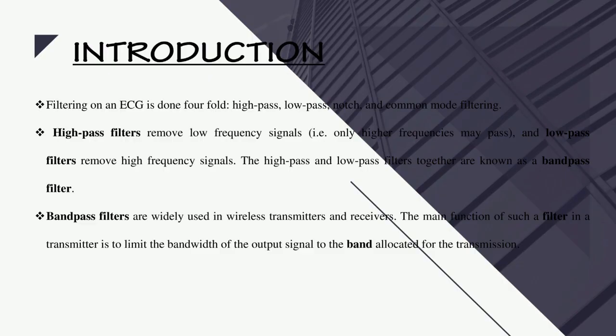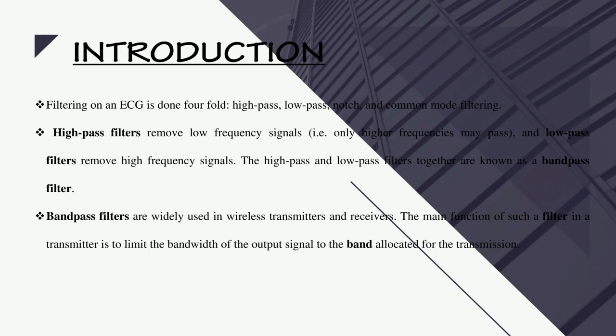Hello everyone, I'm KANESEN from RK20. I will start my presentation with introduction. Filtering on an ECG is done by fourfold, which is high pass, low pass, notch, and common mode filtering. As today's topic is bandpass filter, we all know that the combination of high pass filter and low pass filter, we will get bandpass filter. The high pass filter removes low frequency signal, while the low pass filter removes high frequency signal.